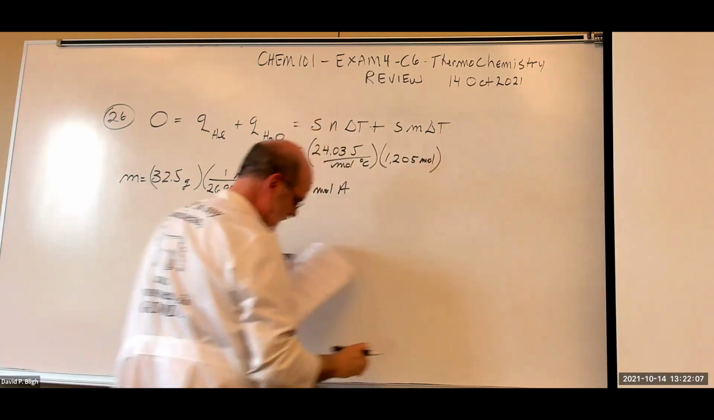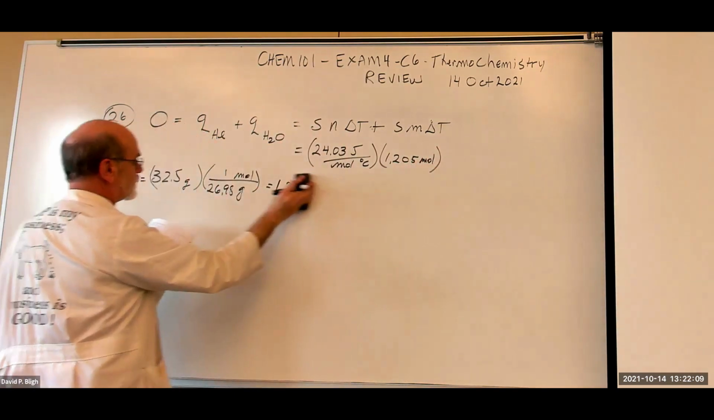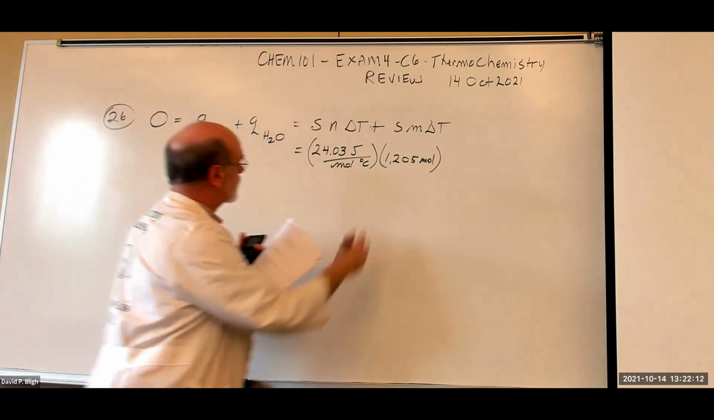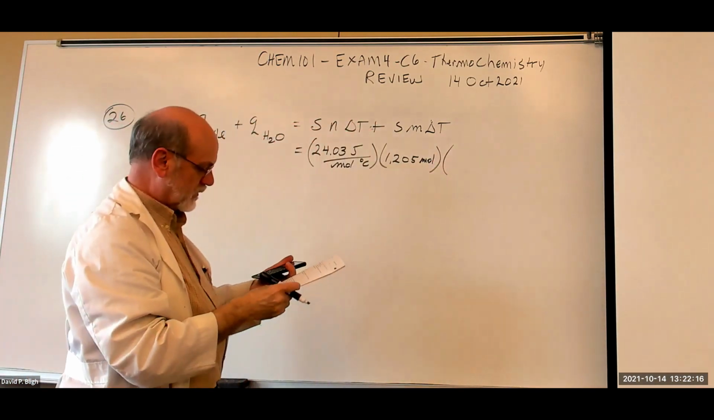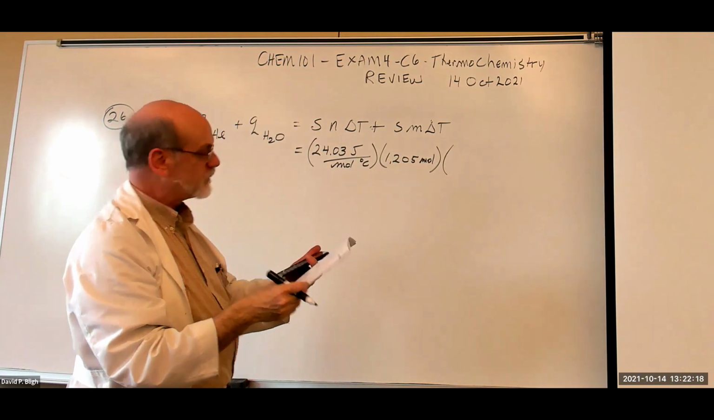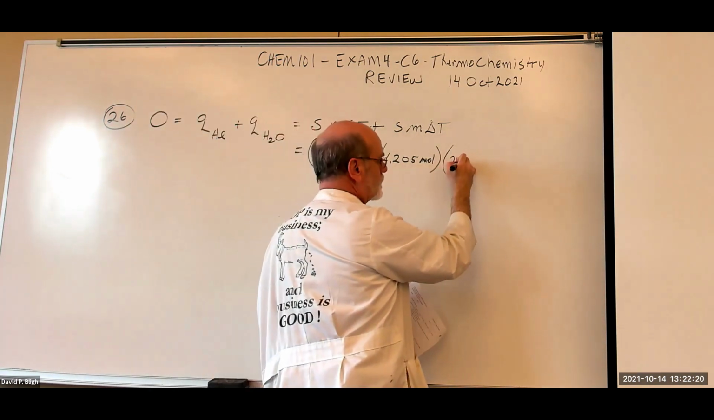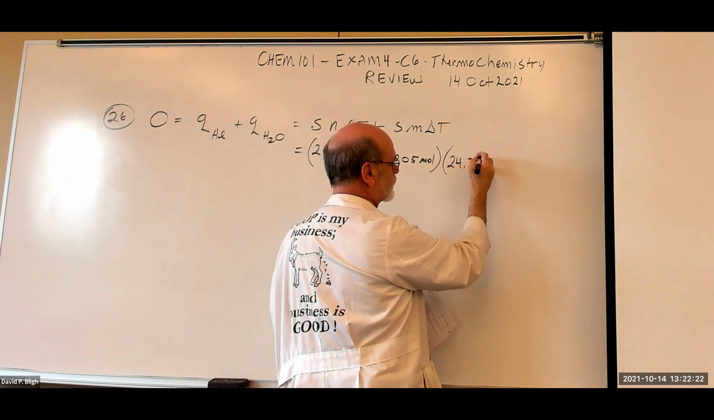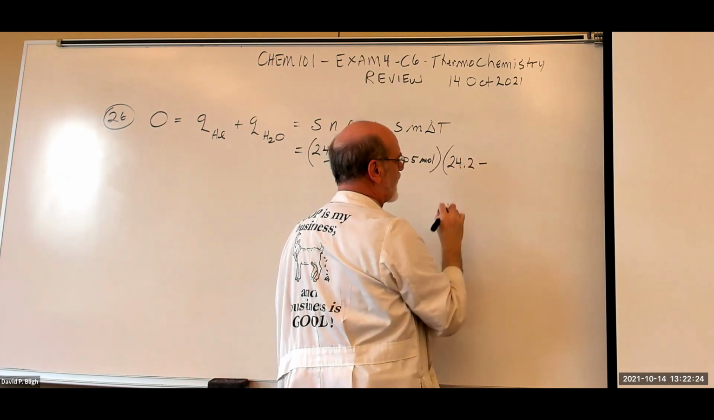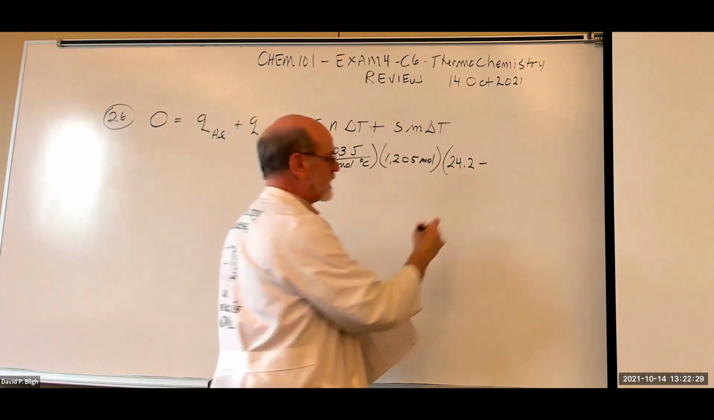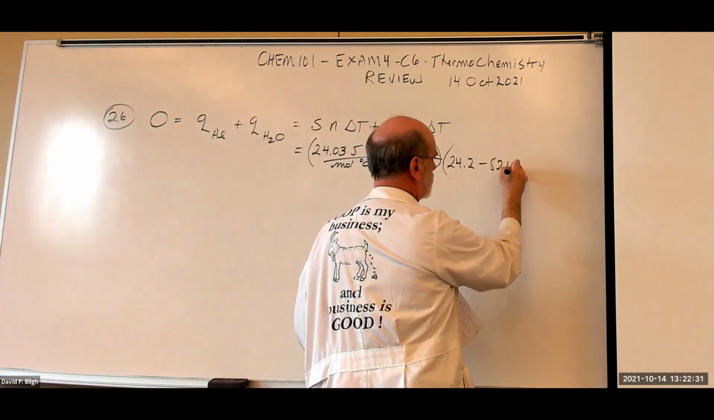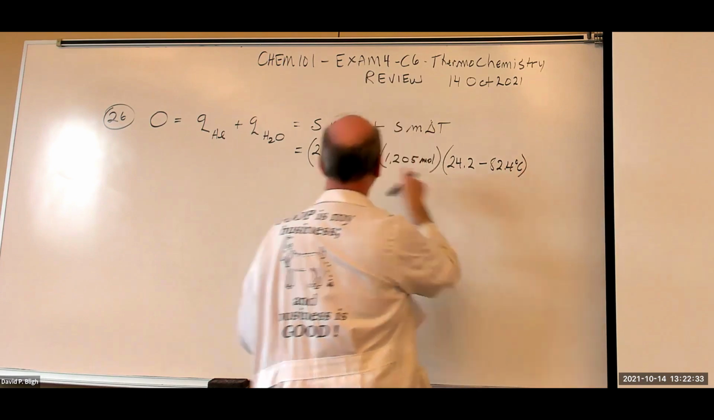Okay, so now I can erase this. And then the change in temperature is final minus initial. So the final temperature is 24.2 degrees. That's where it finally settled after we dropped the aluminum in. Minus, what did it start as? 82.4 degrees. Okay, that's the aluminum.